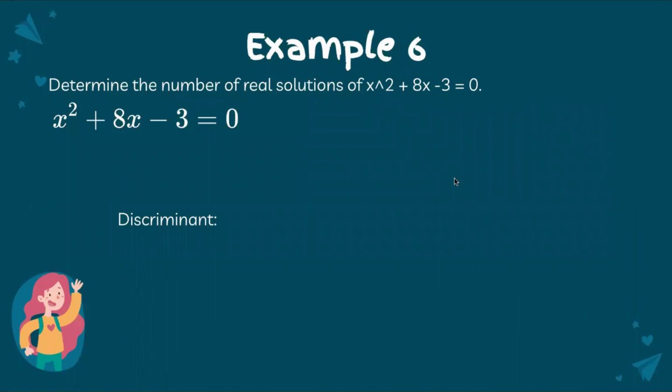Let's go ahead and look at an example. We're going to determine the number of real solutions for the quadratic equation x squared plus 8x minus 3 equals 0. Similar to the quadratic equation, first thing you want to do is make sure that your equation is set to 0, and then just identify your a, b, and c values. In this case, our a value is 1. Remember that if you don't see anything in front of a variable, it just means that it's the value 1. Then your b value would be positive 8, and your c value would be negative 3.